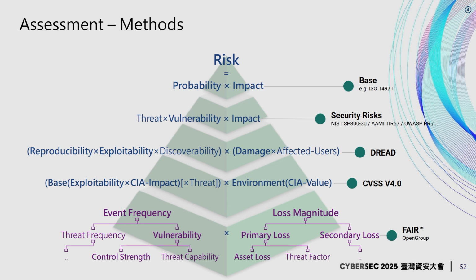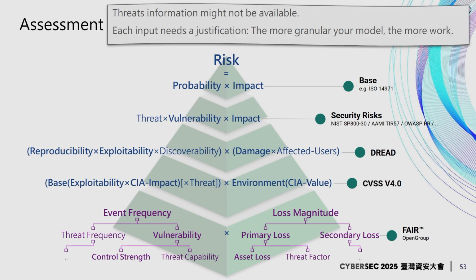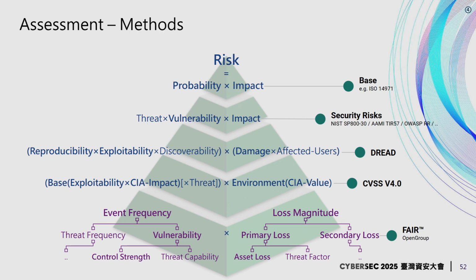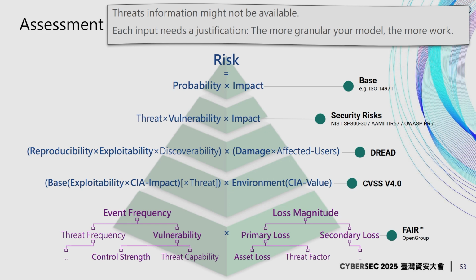So it sounds great, but the challenge with that is that the greater number of inputs you have, the greater number of elements you have to justify. Right? It's not because you have more inputs that you need to justify less. So it's not necessarily helping you to have a very complex entry model. Right, and also threat information might not be available when you design your software. So you also have to choose a model that works with the information that you have when you perform your risk analysis.